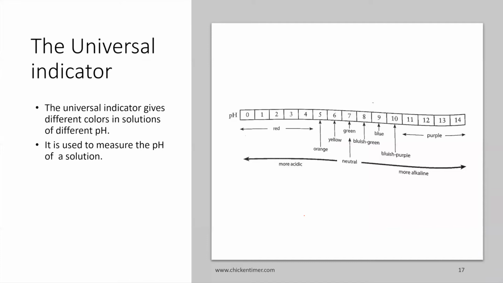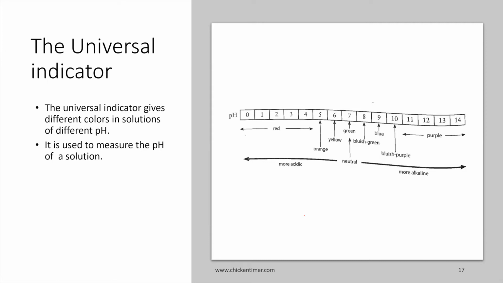So universal indicator also comes in pH 0 to 14. It will give off different colors when it's in different pH. So the diagram here shows what color they are in at a certain pH value.